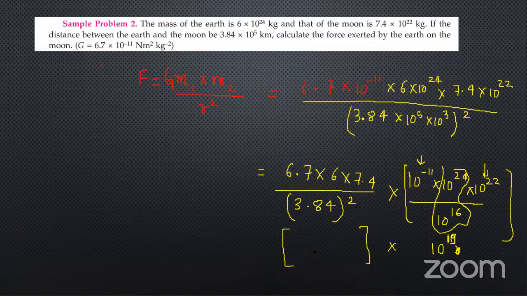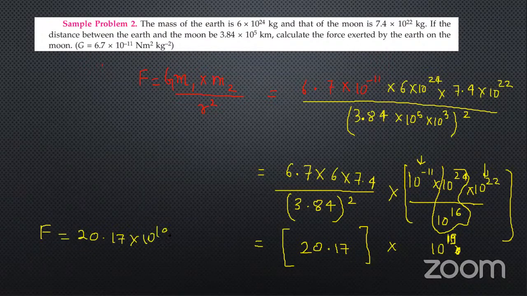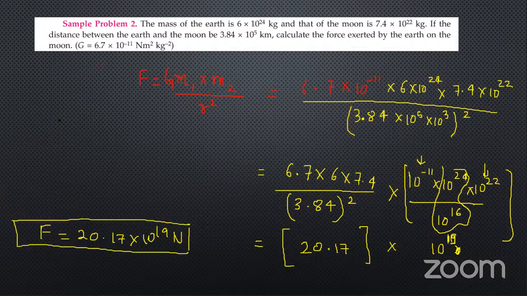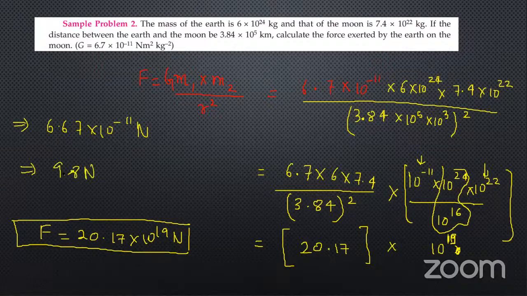So this approximately is coming out to be 20 point something, right? So the force is enormous. It is very big. 2.17 into 10 to the power 19 Newton. See, in the first case when both of them were small, the force was 6.67 into 10 to the power minus 11 Newton. Negative, the 10 had a negative power on it. So that was very small. Then we got 9.8 Newton, which again is okay, but not very great. Here you can see that the force is very much.